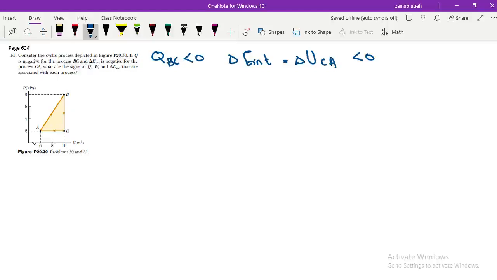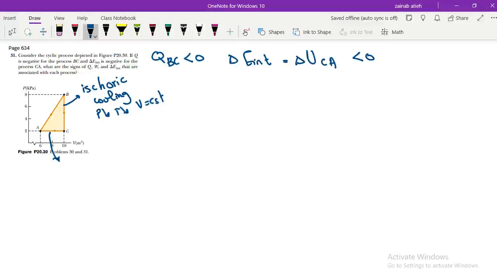For each process, I have three processes, AB, BC and CA. I have to find the sign of the work, Q and delta U. Let's start first with the two that are very clear. This one is an isochoric cooling. Remember that I've explained this in the lecture. When we are going from high pressure to low pressure, the temperature will decrease at constant V. So it's called an isochoric cooling.